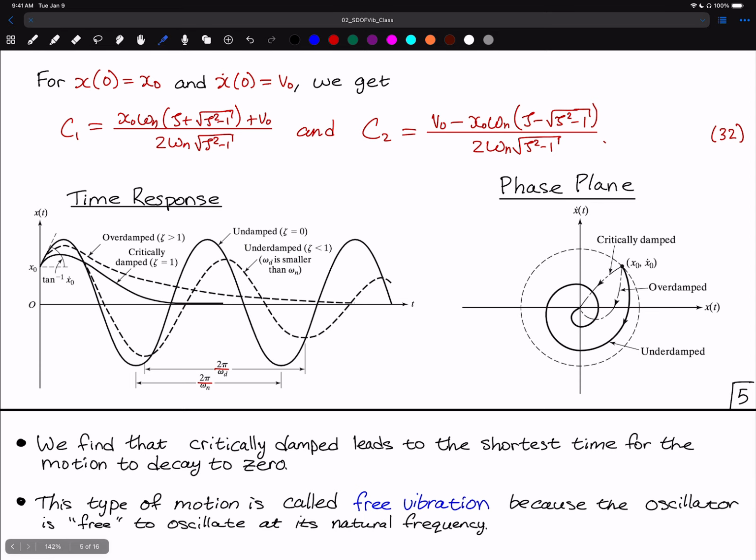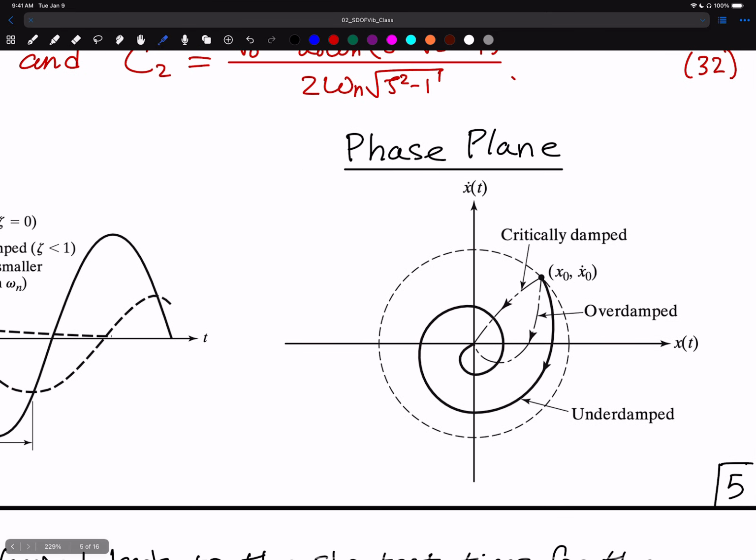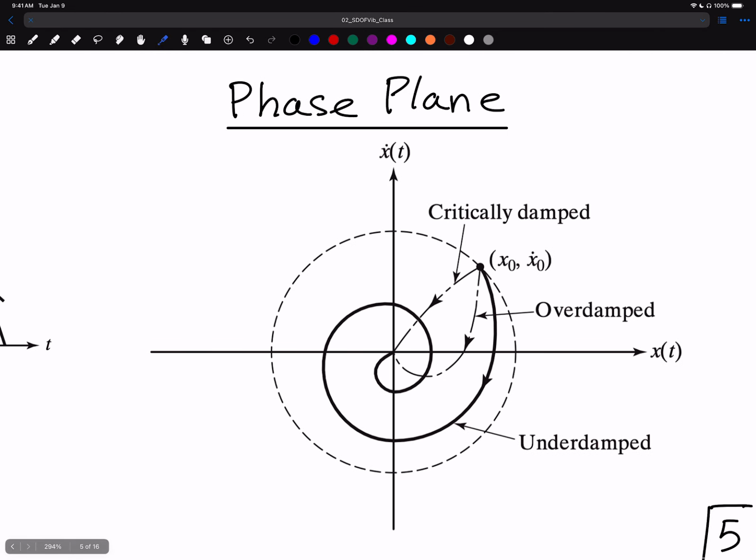We can also look at this in what's known as the phase plane. The phase plane is a plot of the velocity versus the displacement shown here. We can now put our initial conditions as a point in the phase plane, right here. Now, for the undamped case, the response is just going to move around this dashed circle for all time. We call these orbits in this plane, and we will call that the orbit.